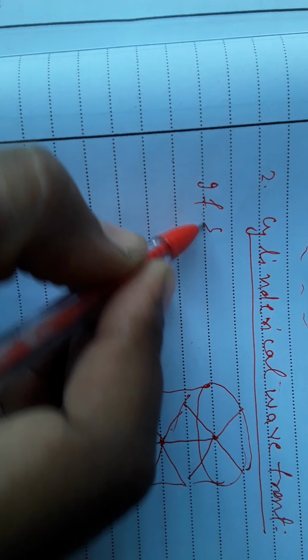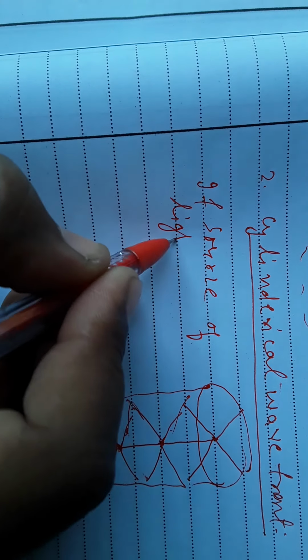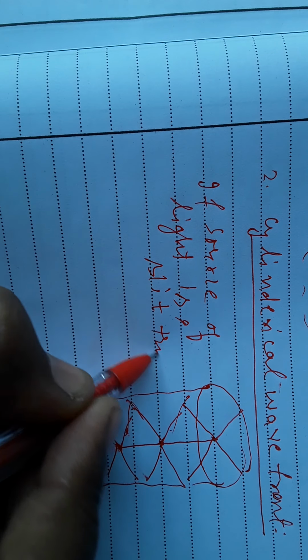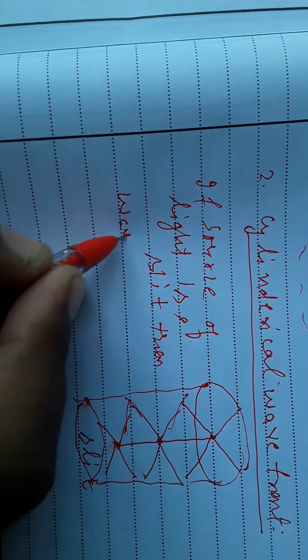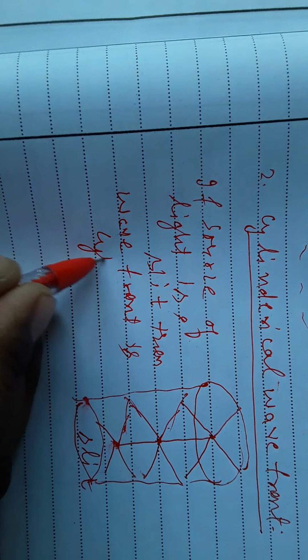If source of light is a slit, then wavefront is cylindrical.